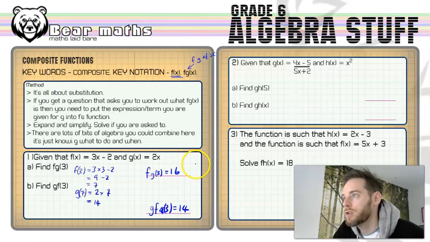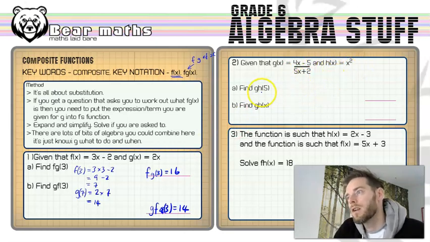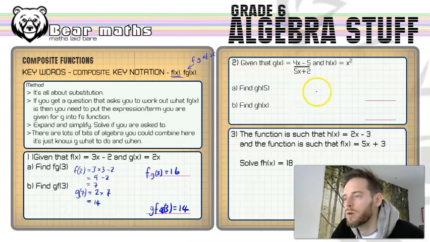Now, question 2. We're given that g of x is 4x minus 5 over 5x plus 2, and h of x is x squared. Find gh of 5. It's slightly more complicated, but same principle, same process. First of all, we put 5 into h's function. So h of 5 is equal to 5 squared, which is 25.